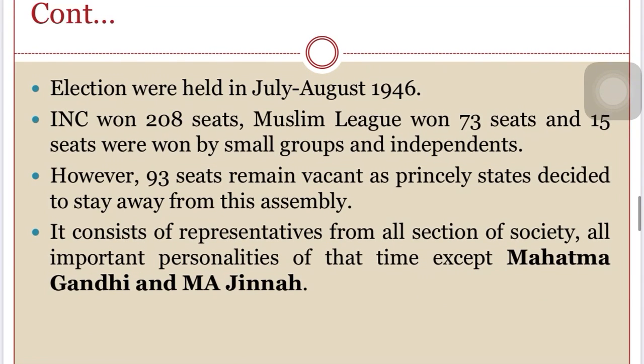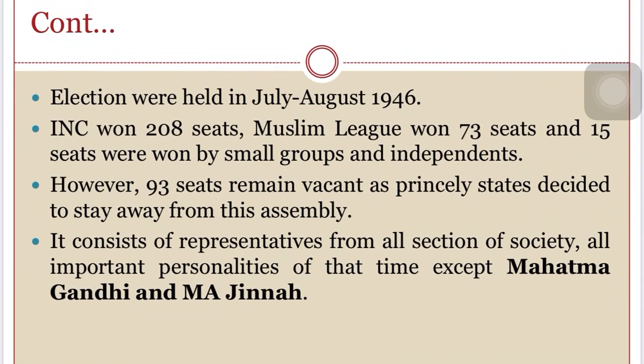Now the elections were held in July-August 1946. The Indian National Congress won 208 seats, the Muslim League won 73 seats, and 15 seats were won by a small group of independents. However, 93 seats remained vacant as the princely states decided to stay away from this assembly.